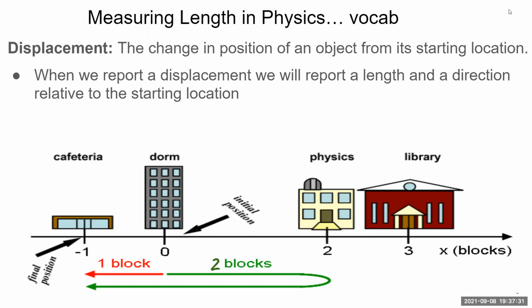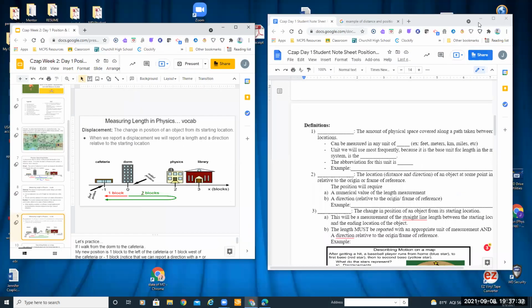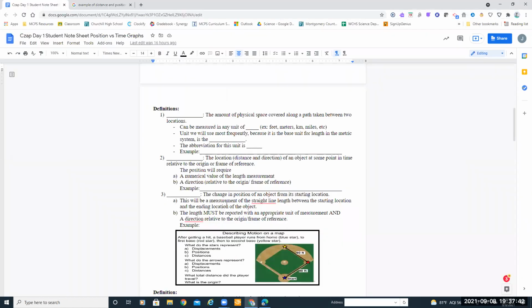So let's go back here and look at our note sheet again. Here on number 3, we're asked to fill in that term. That term is displacement. Displacement is the change in position of an object from its starting location. It is truly a measurement of the straight line length between the starting location and the ending location of the object. The length must be reported with an appropriate unit of measurement and a direction relative to the origin or frame of reference.